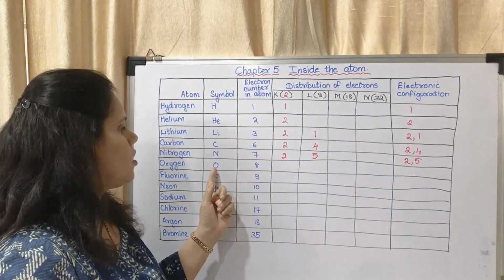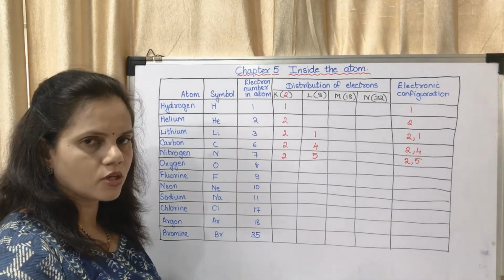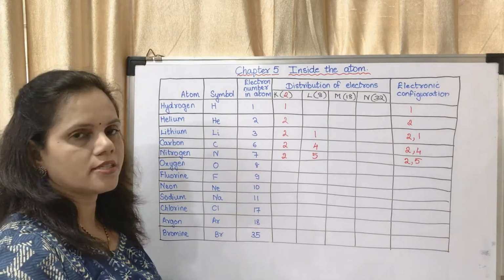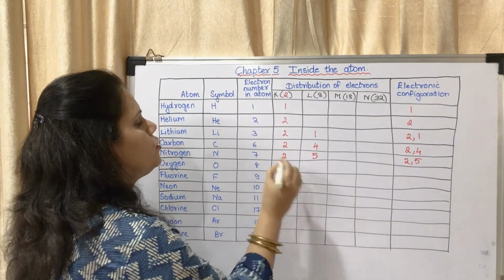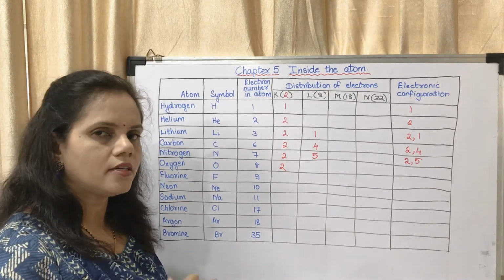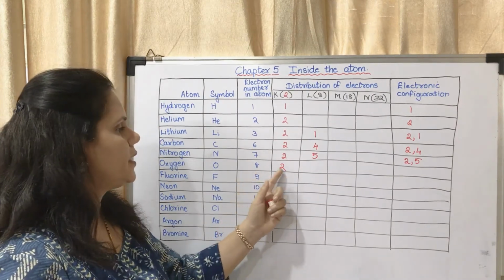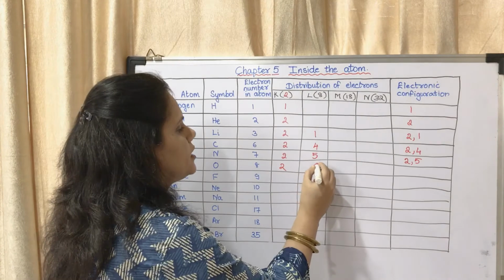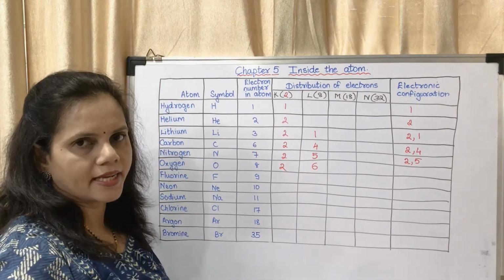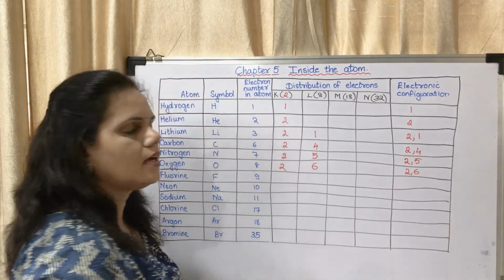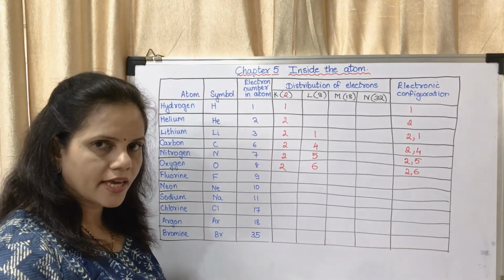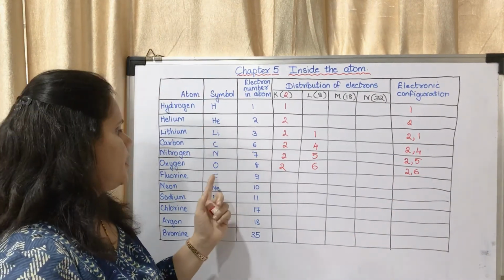Now the next is oxygen. How many electrons does it have? It is having 8 electrons. So the first 2 will get accommodated in the K shell. How many are remaining? 6 are remaining. So 6 will get accommodated in the next shell. So the electronic configuration will be 2, 6.